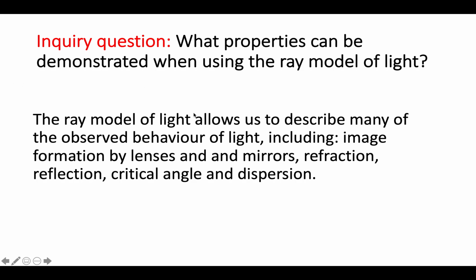Under the inquiry question, it says what properties can be demonstrated when using the Ray model of light. So what sort of properties can we describe or can we see when using the Ray model of light? The Ray model of light allows us to describe many of the observed behaviors of light. I think we talked about some of that. We've done some experiments about reflection, about refraction, about the critical angle and dispersion. We did some experiments a while ago using the ray box, for example, and we used a number of concave and convex mirrors to look at how light is reflected on all of those surfaces, and where we can actually determine the position of the focal point and things like that.